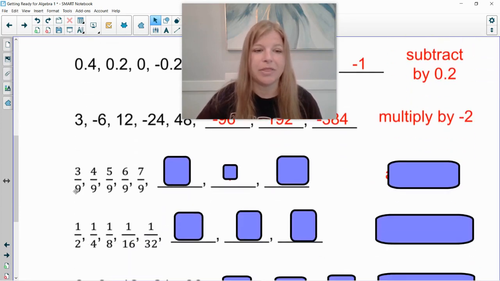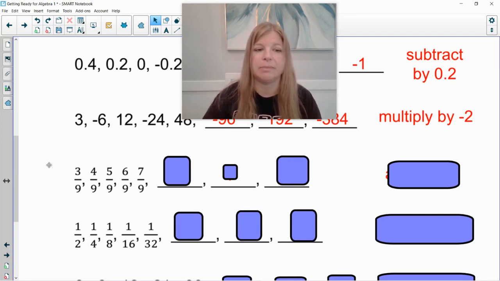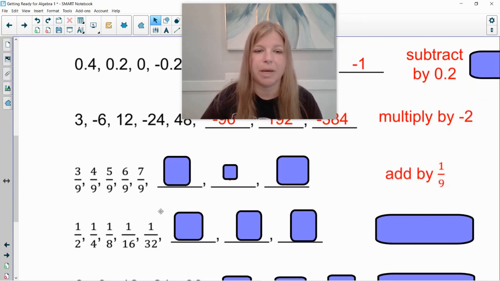The next one: 3 ninths, 4 ninths, 5 ninths, 6 ninths, 7 ninths. What's happening here is that I see my numerators are increasing by 1, but my denominator is staying the same. So I'm not multiplying by anything here, but what I do see is that I'm increasing everything by 1/9, right? Because we talked about when you add or subtract fractions, the denominator needs to be the same. So if I only see the numerator changing, I can see that I'm simply adding 1/9.